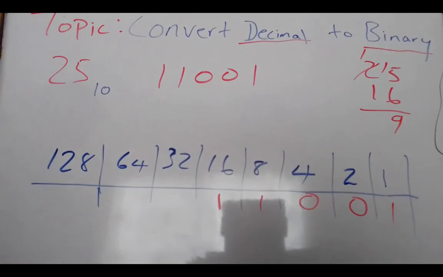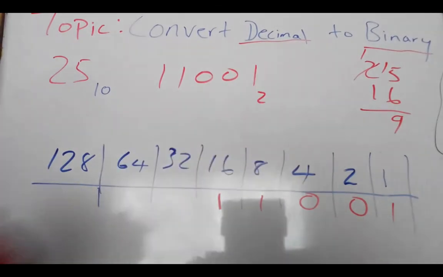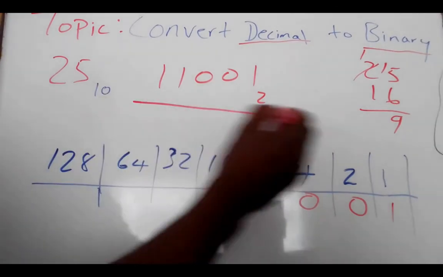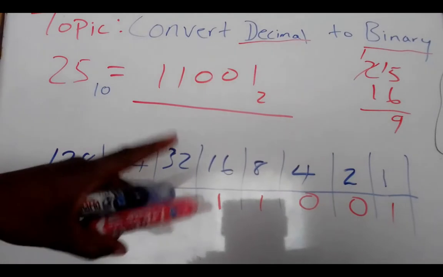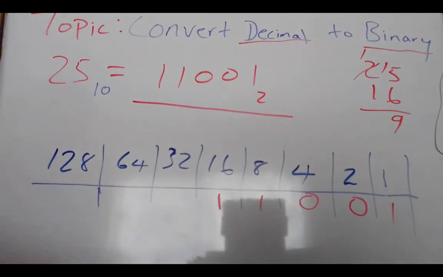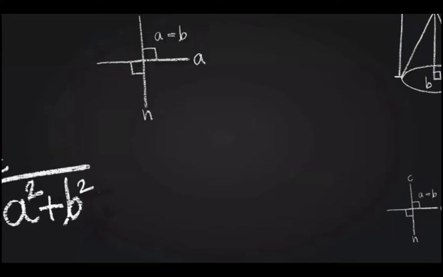11001. You can put on the 2 for sure, say it's binary, base 2. Right? So this is what the computer sees when you input 25 in the computer.